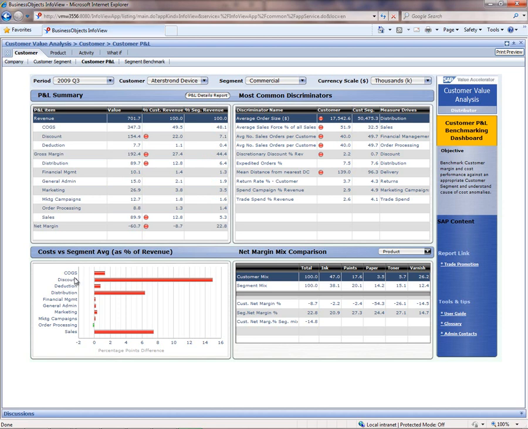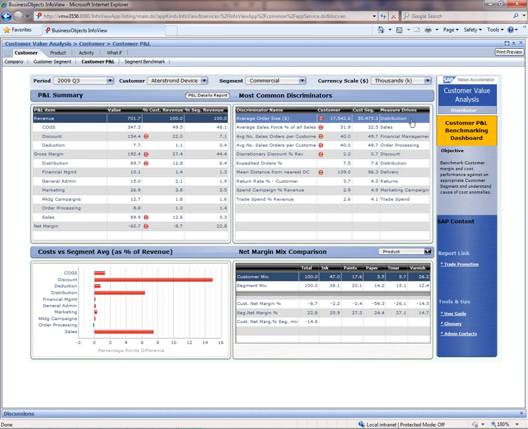The top right pane shows a list of discriminators, which are causal factors linked to activity costs in the profit and loss statement. The top discriminator shows that average order size is very much lower in Adderstron compared to the overall segment. This drives distribution costs through economies of scale. And since distribution cost is already one of the costs that we've identified that we want to have an impact on, this is a very good place to start.